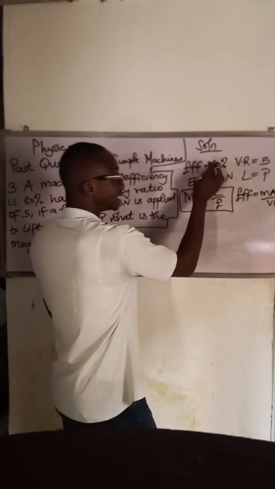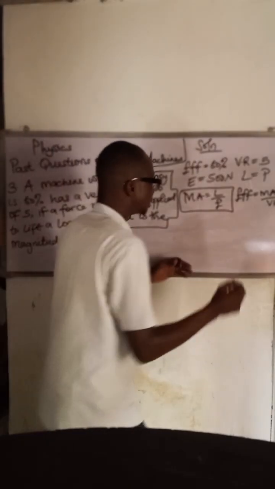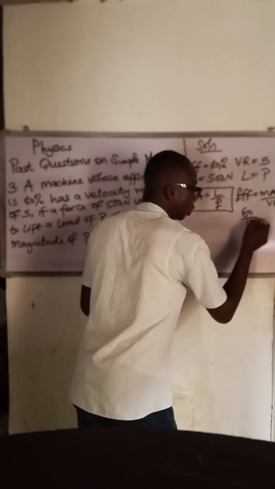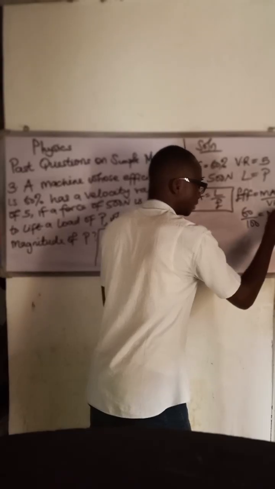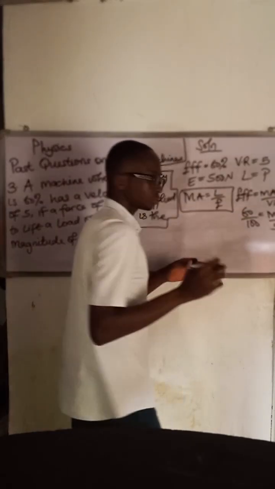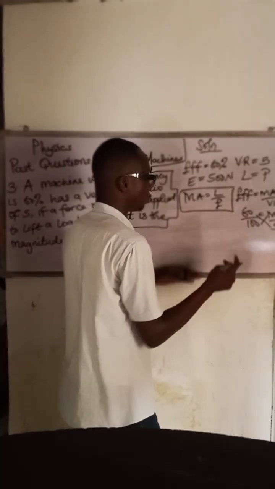Now, efficiency here is 60%, so it is 60 over 100. Please take note. So 60 over 100 is equal to, we will look for the mechanical advantage first, all over velocity ratio, which is 5. Simple. Then you just cross multiply like we've been doing before.